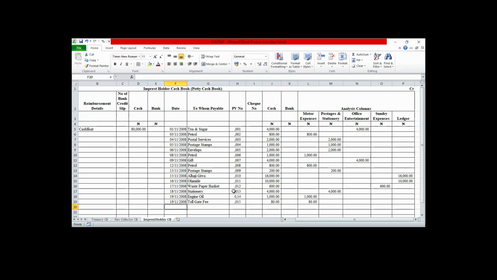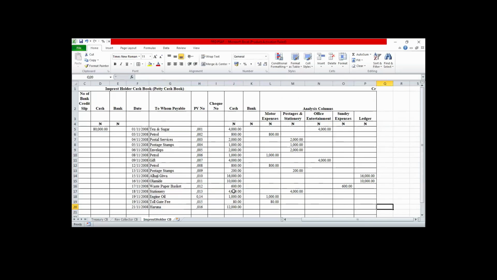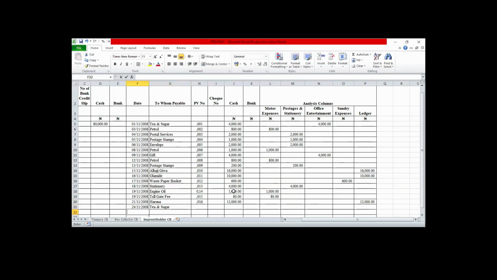21st of November. Aruna ledger account, 12,000. That goes to ledger. Next one, 24th. Tea and sugar, 4,000. That goes under entertainment.